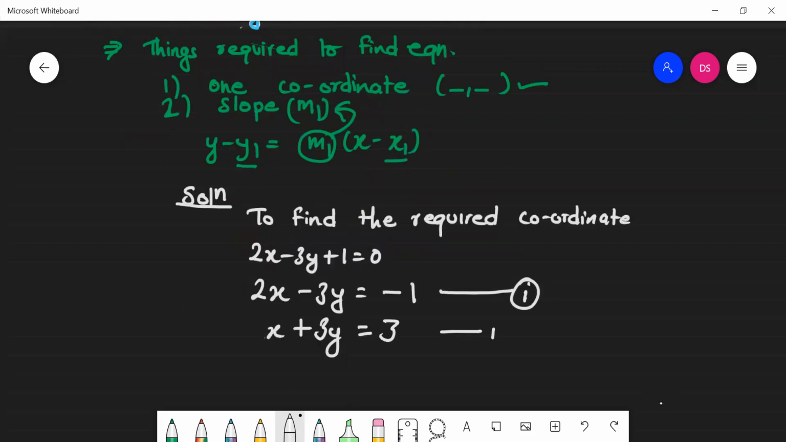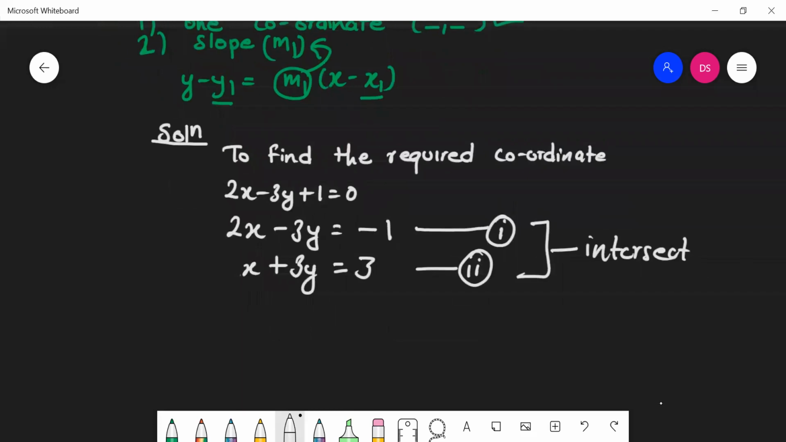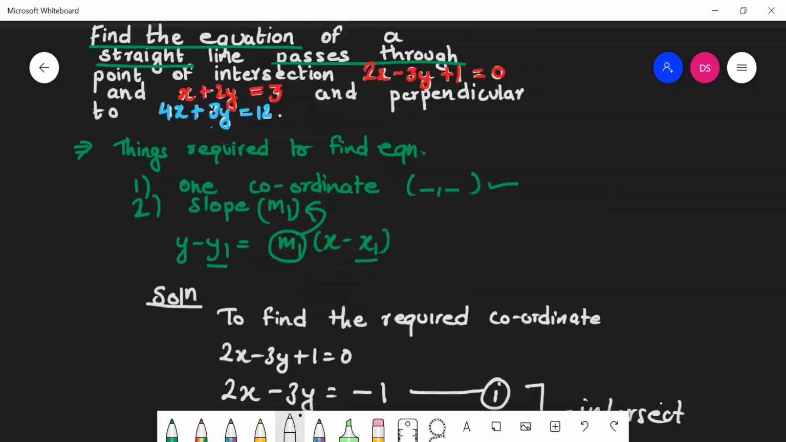So now, because according to the question our required coordinate lies at the intersection, they are going to intersect, and we will derive our coordinates. So now we are going to get our coordinate value, but we have to solve this equation. Now we have a lot of methods to solve this equation. I like to use the elimination method here.